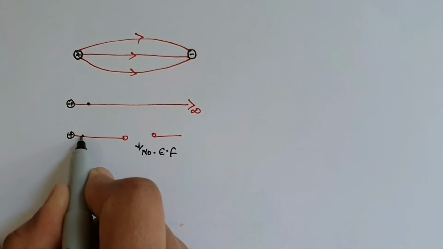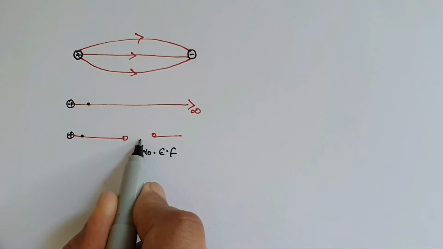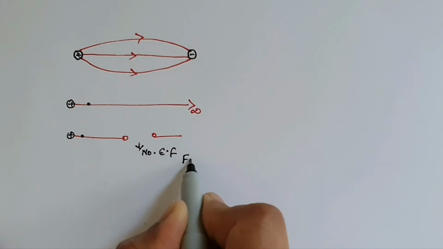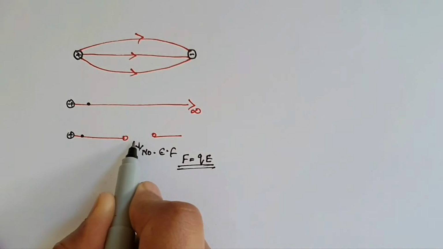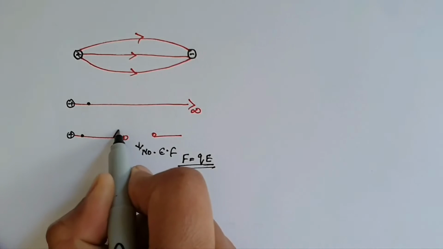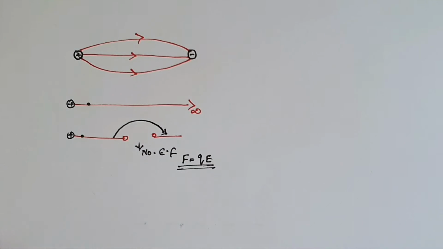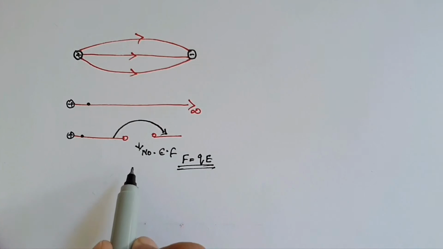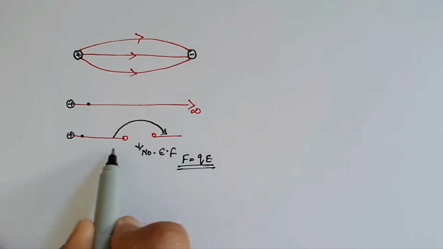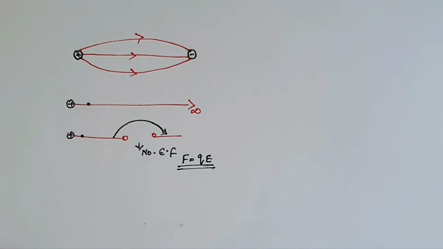So a test charge here experiences a force here, here, here, but here there is no force. Now what is force? F equal to QE. Because there is no electric field here, the charge has to jump from here to here to continue its motion. But we know that a charge cannot jump from one point to another. Therefore, field lines cannot have any sudden break. It is a continuous curve.